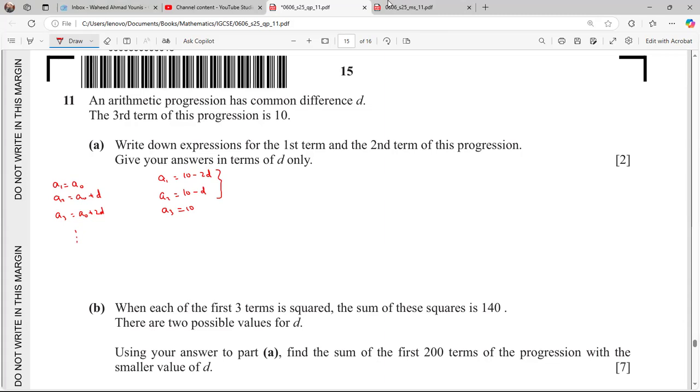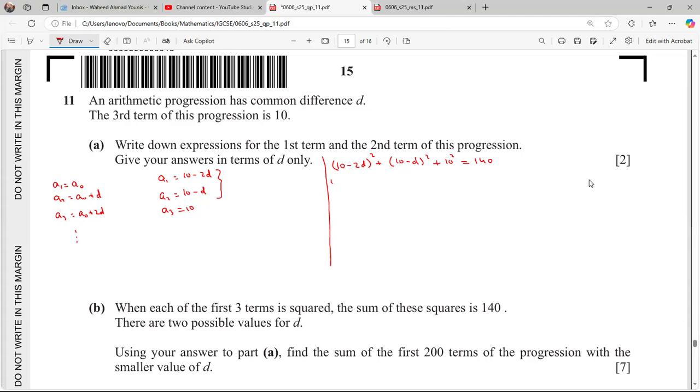Now next, when each of the first three terms is squared, the sum is 140. So we need to find the two values. Let me do it over here. You see, I have the first term, second term, third term, and if I square them and add them, it's going to be (10 minus 2d) squared plus (10 minus d) squared plus 10 squared, and this is going to be 140. So I need to solve this expression and find the value of d.